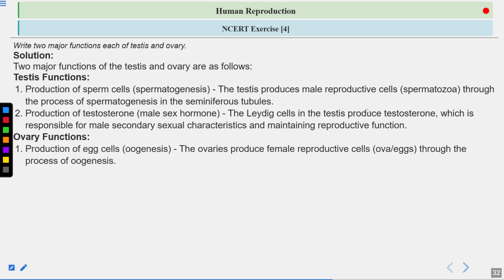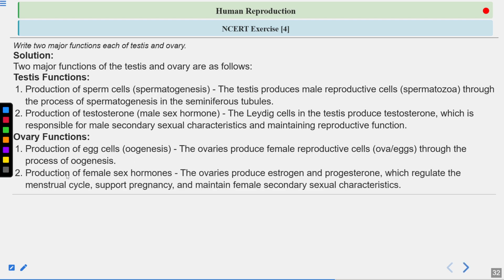Now the functions of the ovaries. What are the functions of the ovaries? Production of the ovum or the egg. This is known as oogenesis. The ovaries produce the ovum or the female gamete. They produce the female reproductive cells known as ova or eggs through the process of oogenesis. Another role is the production of hormones. The next function is the production of female sex hormones. The ovaries produce estrogen and progesterone, which regulate the menstrual cycle, support pregnancy, and maintain female secondary sexual characteristics.